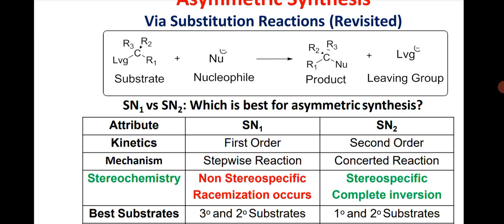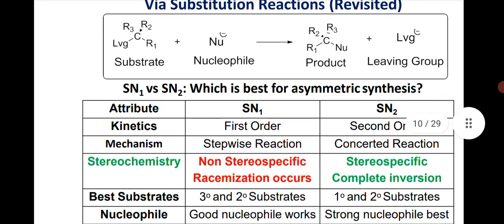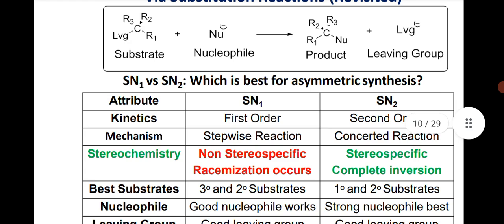Okay, the next is mechanism. SN1 is a stepwise reaction, while SN2 is a concerted reaction. What is a concerted reaction? It means bond making and bond breaking take place simultaneously. In simple words, in a single step, the bond breaking and bond making take place.